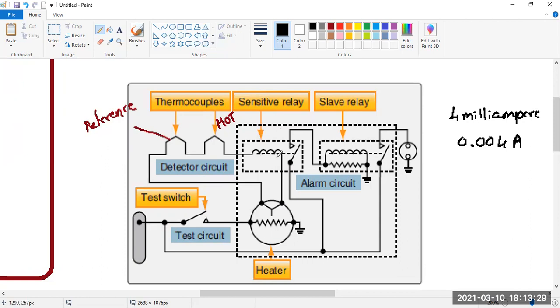Understood this? What is happening, beta? There is a reference junction and a hot junction. Both of them should show the same rise in temperature. But because of the fire, the reference junction is slowly increasing because it is insulated, whereas your hot junction suddenly shoots up in temperature. Because of this, electricity will be created inside this circuit. If this electricity value is a minimum of 0.004 ampere or 4 milliampere, this will be enough to energize the sensitive relay. If the sensitive relay is energized, the contact would be closed.